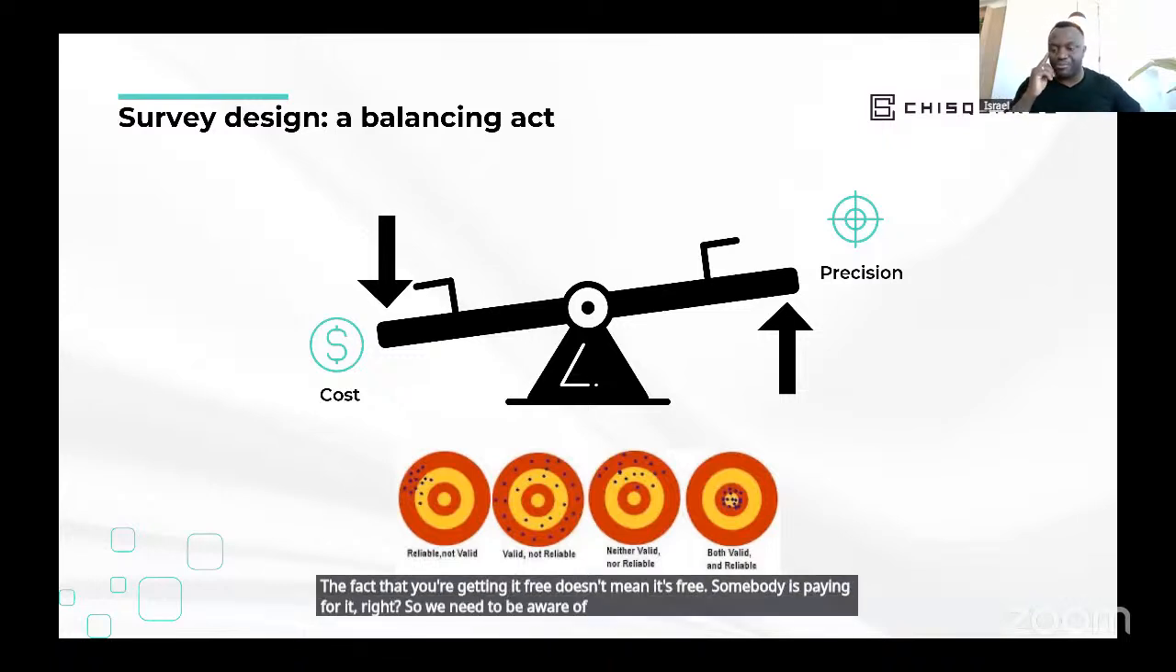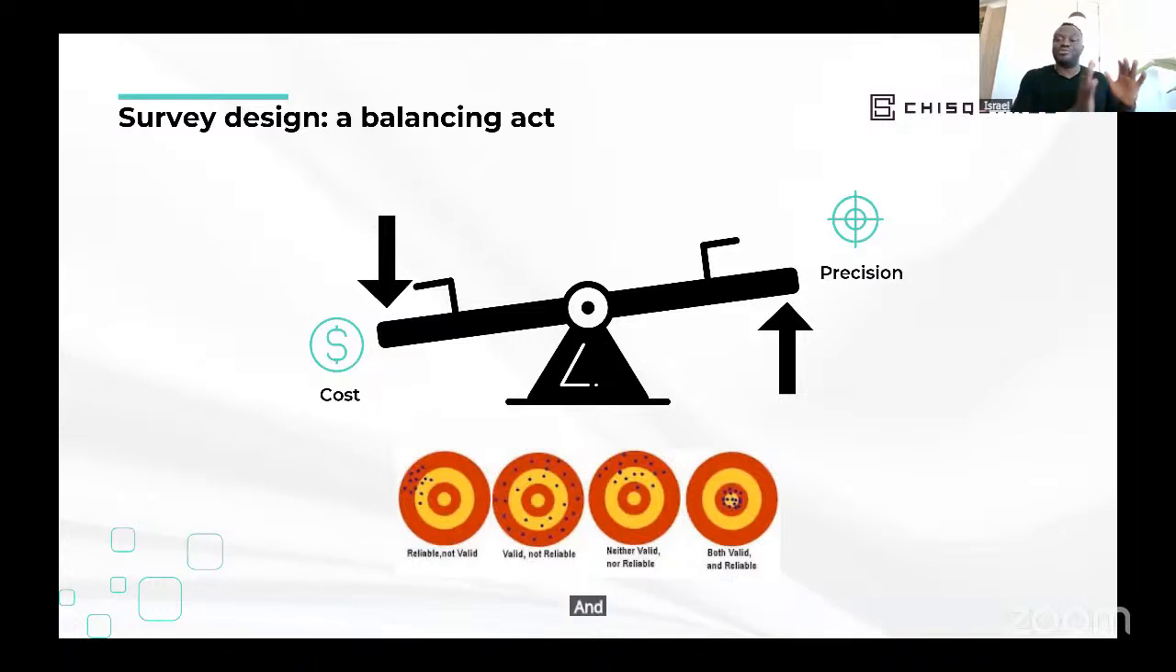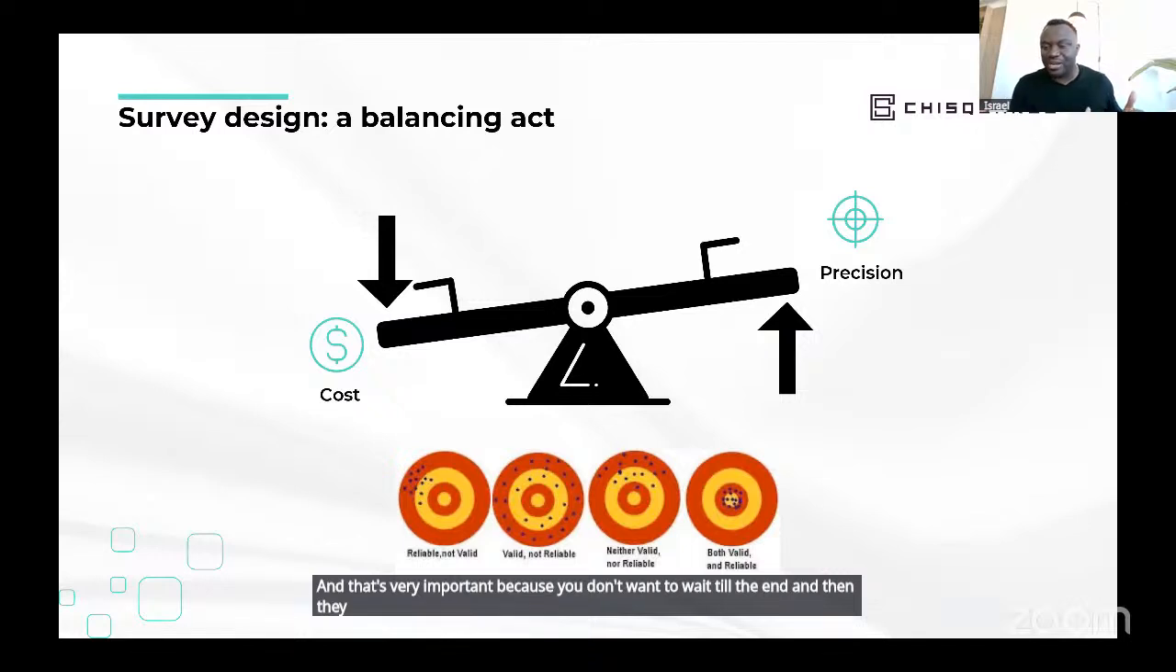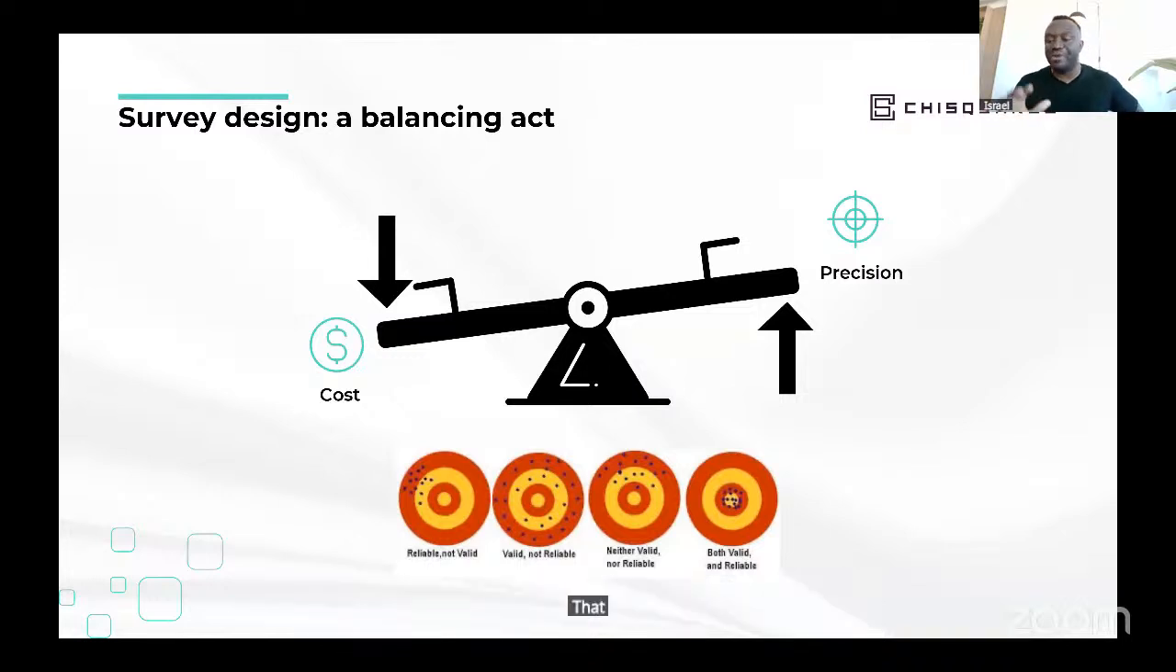And so it's your job, when you are the one designing studies for clients, whether they're governments or countries or companies, to communicate this slide very well so that you manage expectations. That's very important, because you don't want to wait till the end and then have disgruntled clients who are not happy because what they've gotten is not what they thought they would get, because you failed to manage expectations by clearly communicating that these things are expensive. And so for the budget you have, this is what we can deliver.